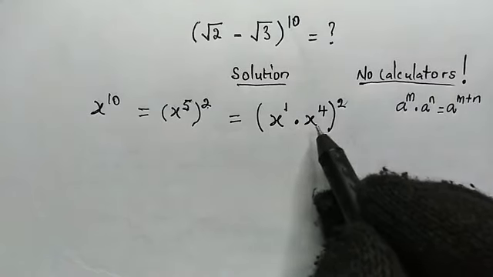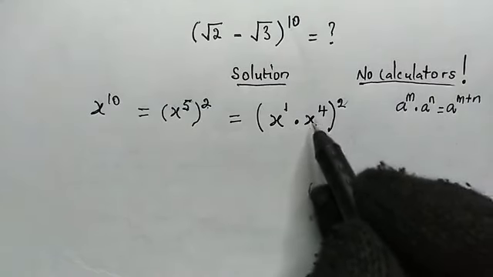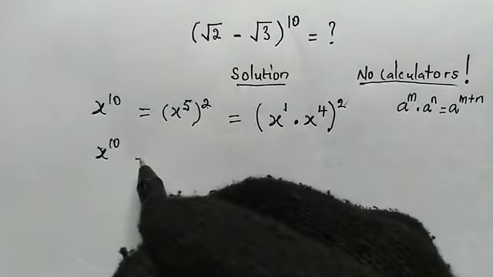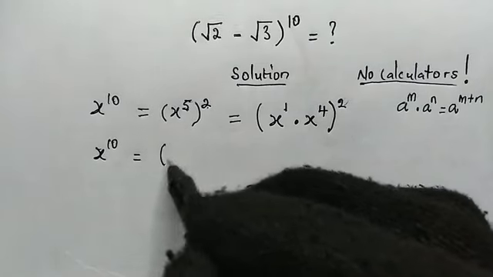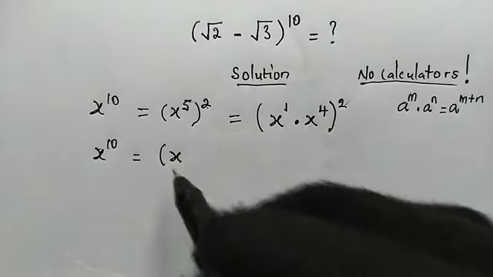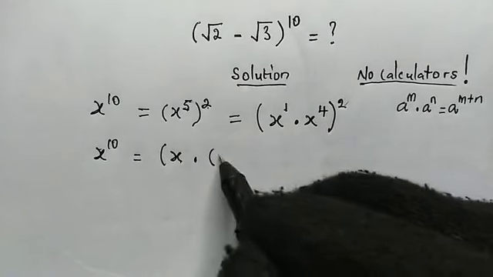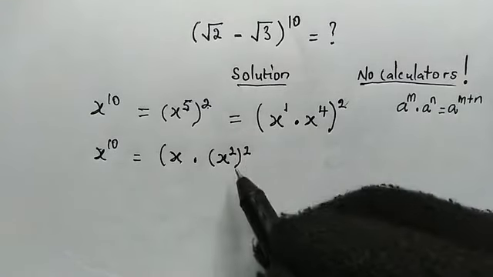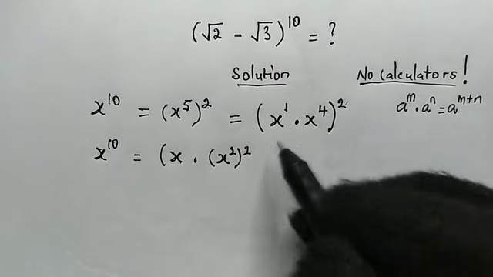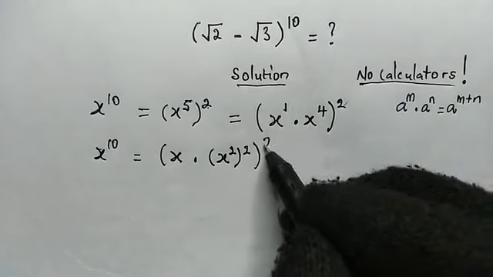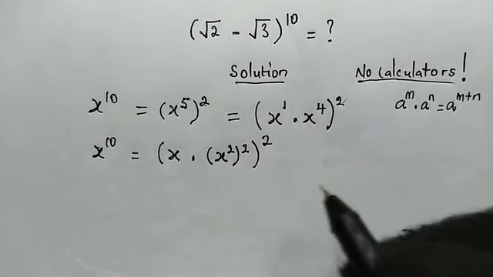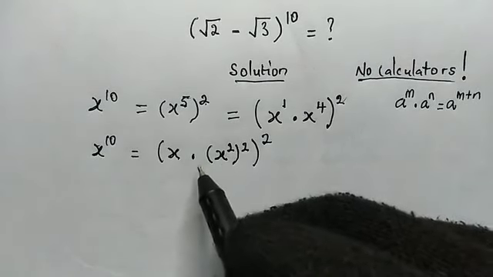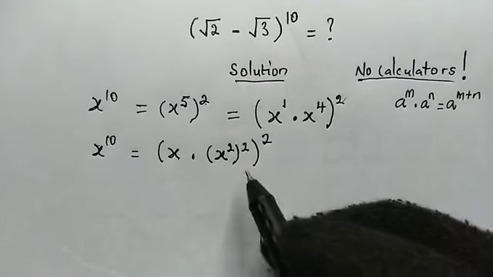So now we can still manipulate this expression inside this bracket. So we can still say that x to the power of 10 is also equal to x to the power of 1, which is the same as x, multiplied by x to the power of 4, which is the same as x to the power of 2 squared. Again, 2 times 2 is 4. Then everything will be squared, right? So let's make the following substitution, because this idea will really help us to solve this problem.